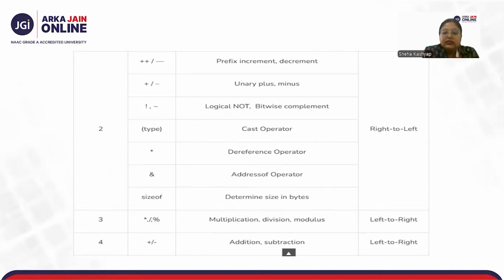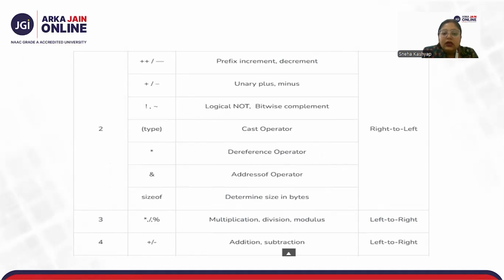Now, next is address of operator. Now, if we assign a variable and we have not stored any value, and now you want to store the value at the time of calling, there the reference variable comes. And since the variable has not been assigned any value, we use the AND operator in front of the variable in order to address the value. So it has the precedence value 2, and it is used from right to left.